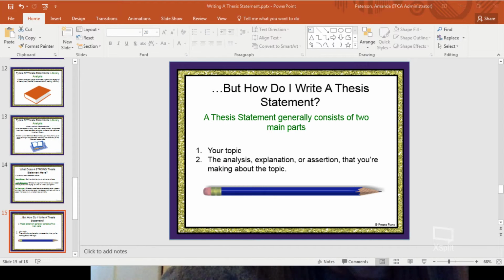Next. But how do I write a thesis statement? A thesis statement generally consists of two main parts: your topic plus the analysis, explanation, or assertion that you're making about the topic. It's a really simple formula.